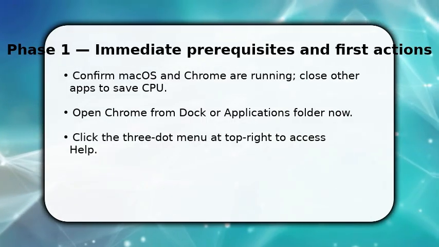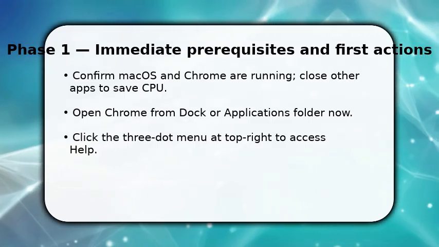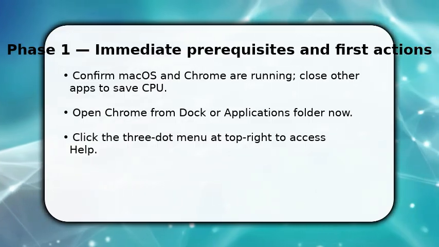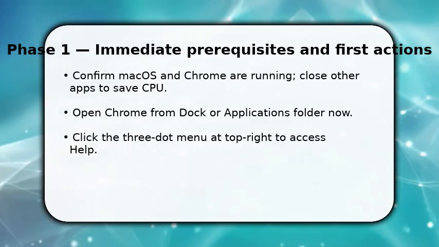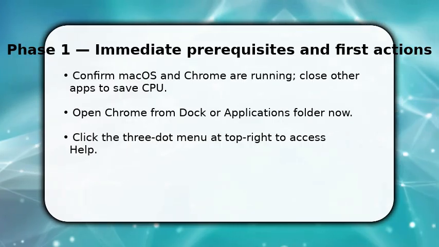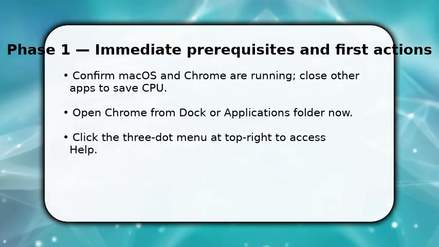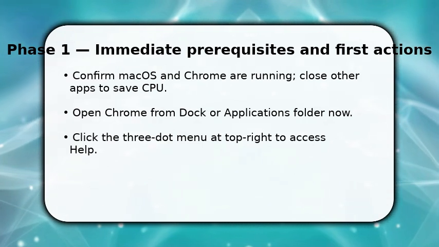Then, click the three-dot menu at the top right, because that menu leads to the update controls. You do this to reach Help and About quickly, which tells Chrome to check versions. Doing it immediately moves you into the update flow without delays.